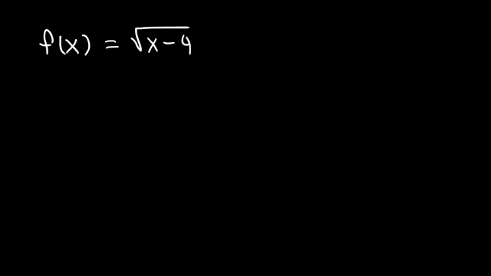Now, for square roots, or any radical where the index number is even, you cannot have a negative number on the inside. If it's odd, it could be anything. It's all real numbers. But for even radicals, or radicals with even index numbers, you have to set the inside greater than or equal to 0. It can't be negative. So for this one, all we need to do is add 4 to both sides. So x is equal to or greater than 4.